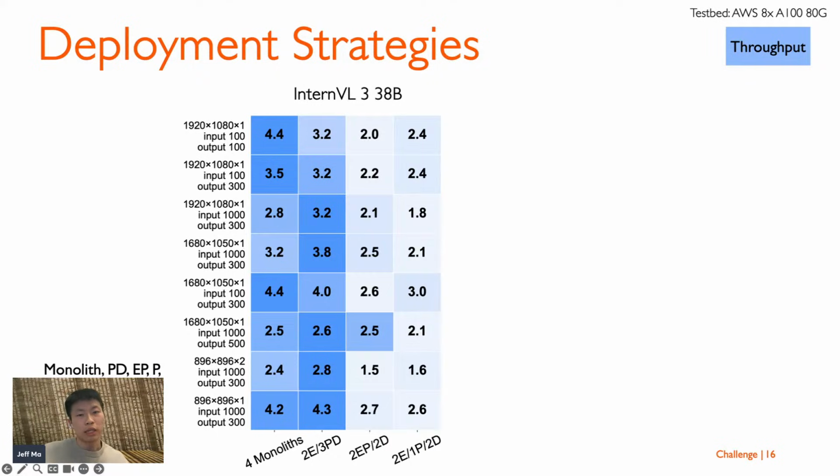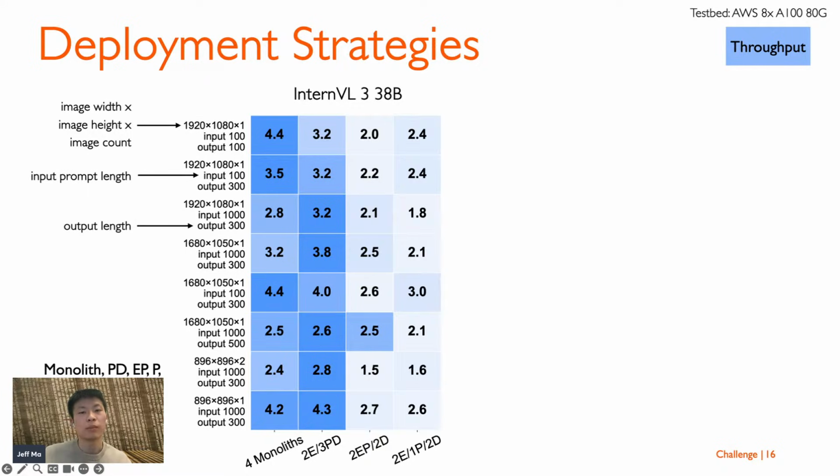So the y-axis are tuples of image resolution with image count, the number of input tokens, and the number of output tokens. We could see that sometimes monolithic is significantly better, while sometimes disaggregating the encoder is more beneficial. And also sometimes monolithic deployment, disaggregating the encoder, or PD disaggregation are pretty much the same.